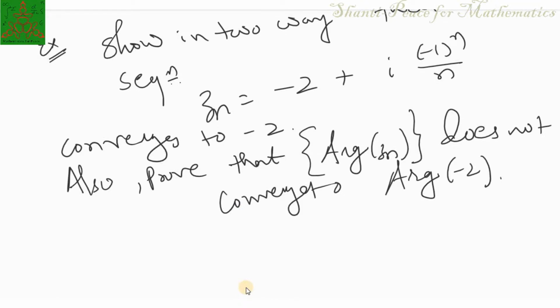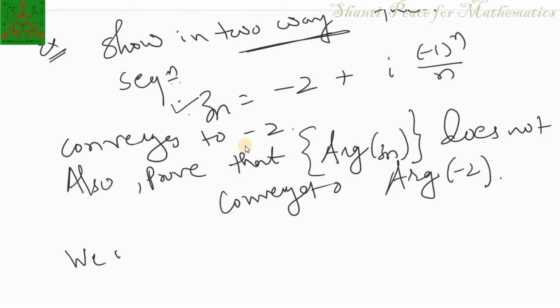You have to show in two ways whether this sequence converges to minus 2. The first way is by definition, and the second way is with the help of the real part being convergent and the imaginary part being convergent, and then we can say that the sequence is convergent. So these are the two ways you can show that this given sequence is convergent.